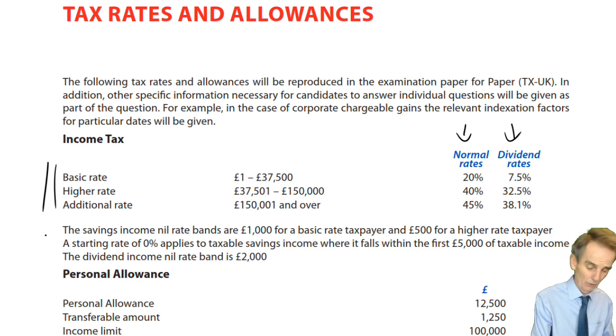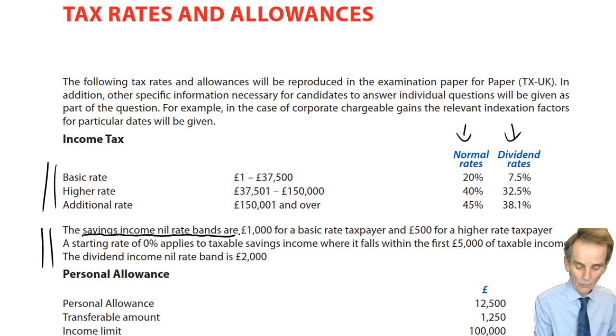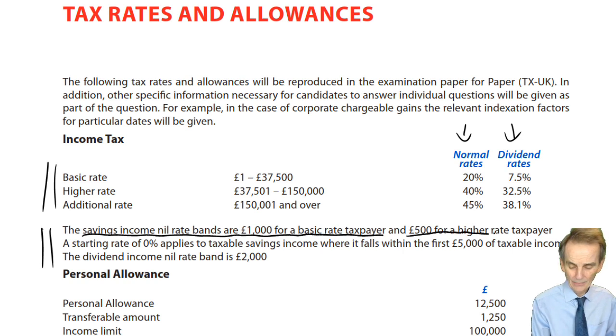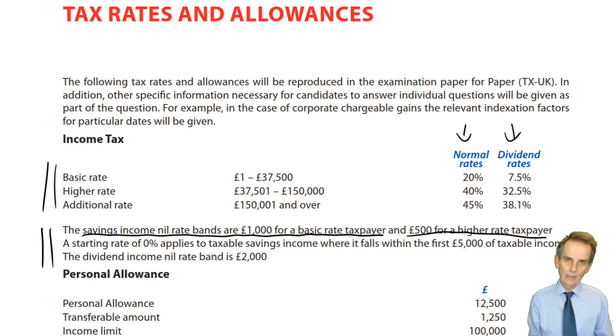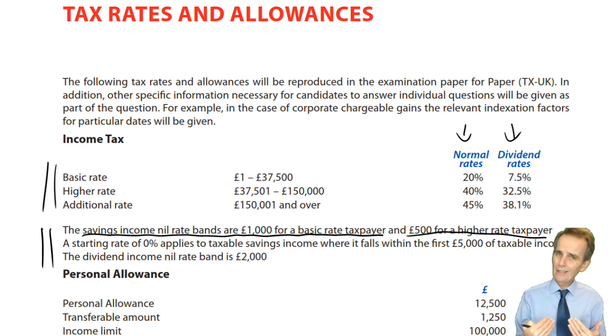What you're also told on your rates and allowances is the savings income nil rate bands, 1,000 for the basic rate taxpayer, 500 for a higher rate taxpayer. Now again, by the time you come to the exam, I don't think you'll be needing to look up this information at all. But at the moment, you don't think, oh, what was that? What do I do? You've got it there. Use that. It's a comfort blanket for you to use. If you have to use it in the exam, great, you use it. The chances are by that time, you've thrown away the comfort blanket. At least in this respect, you don't need it.